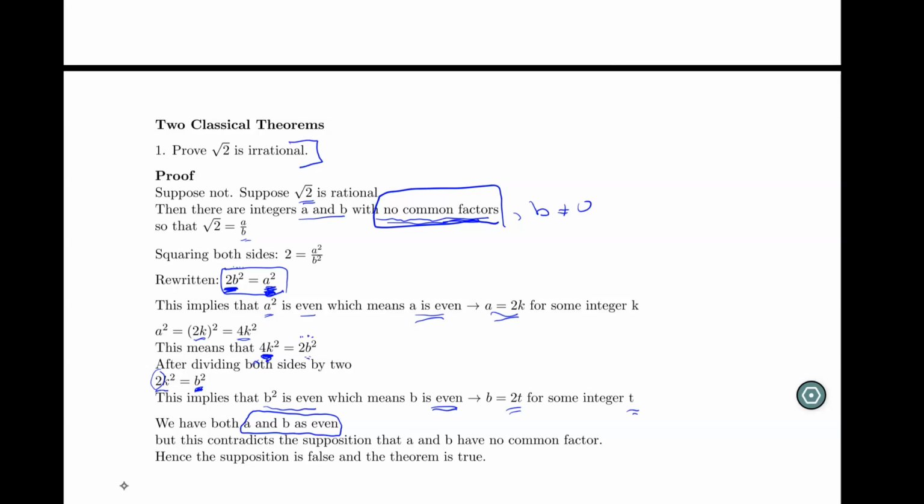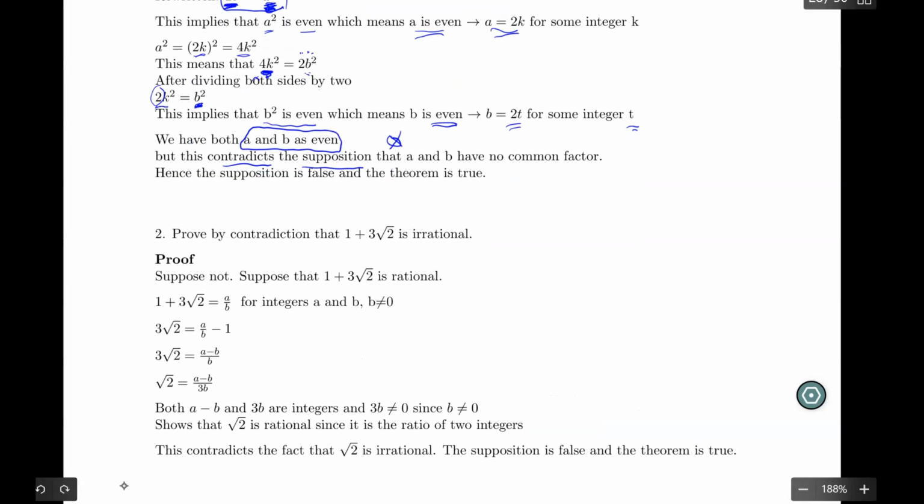So that contradicts the supposition that they have no common factors. So that means there's my contradiction. It's false. All right, so just kind of walk through another one here.